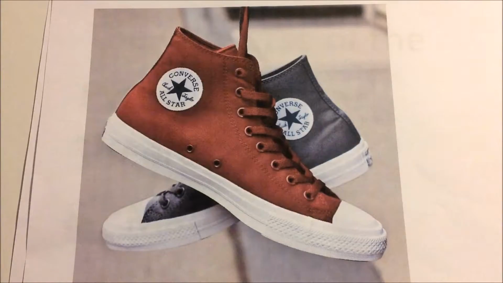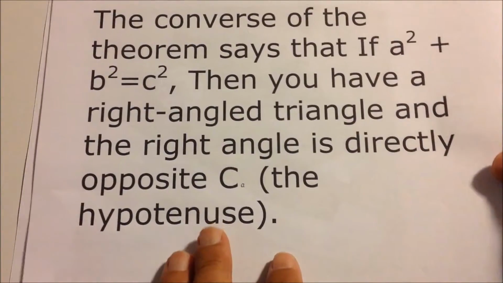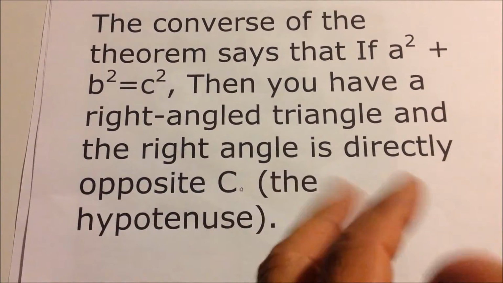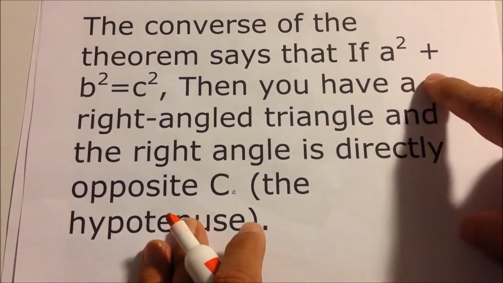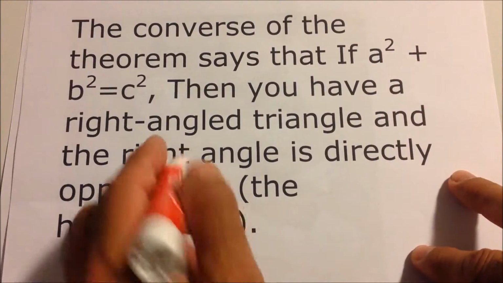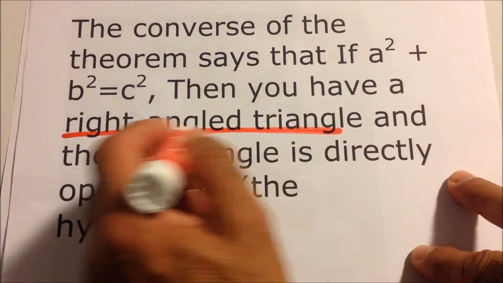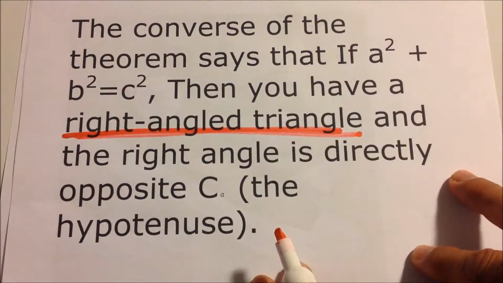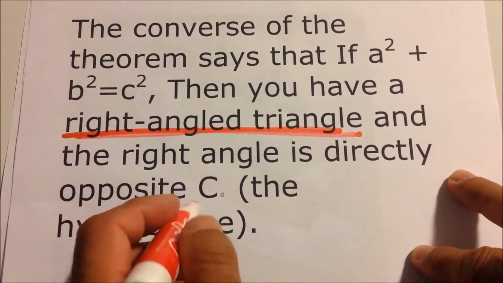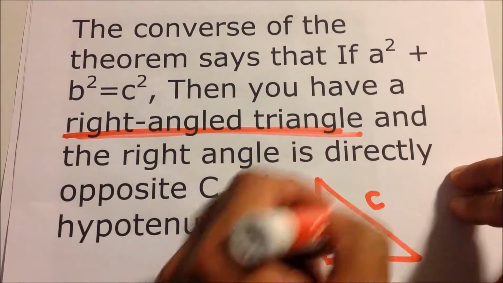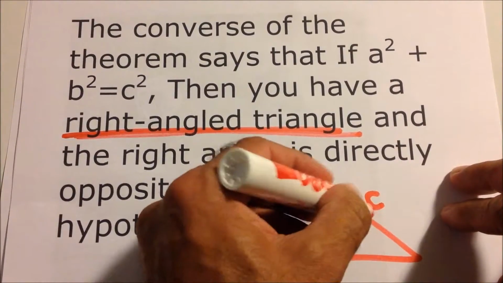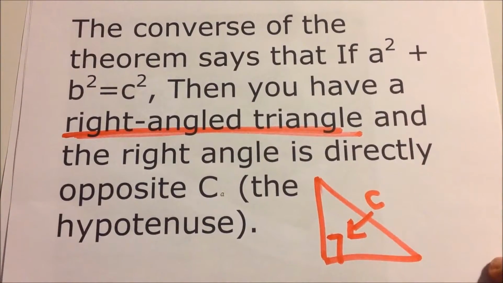So here's the definition we can read again to make sure we know it. The converse of the Pythagorean theorem: if a squared plus b squared equals c squared, then you have a right angled triangle. And the right angle is directly opposite the hypotenuse. Right, so here's the hypotenuse, there's the right angle, directly opposite, which we talked about in previous videos.